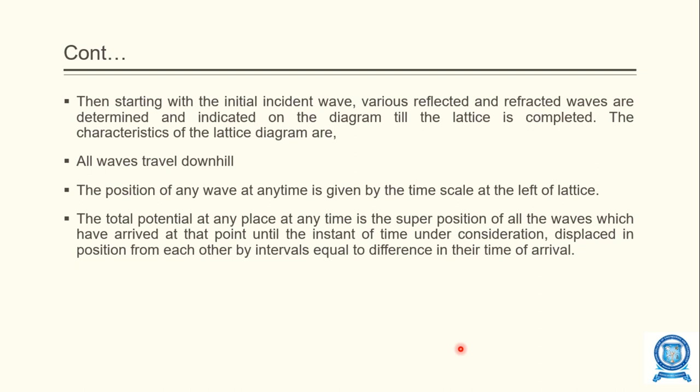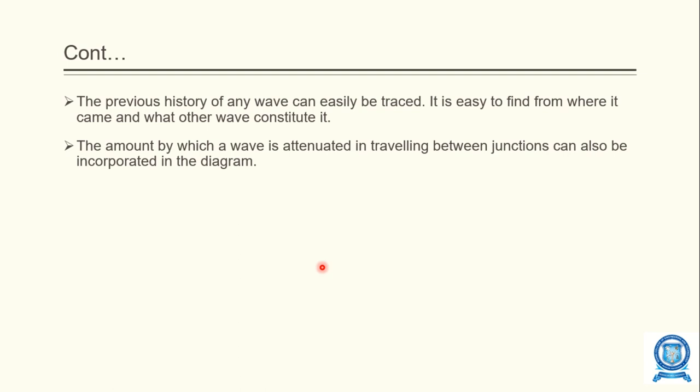The position of any wave at any time is given by the time scale at the left of the lattice. The total potential at any place at any instant is the superposition of all waves which have arrived at the point until the instant of time under consideration, displaced in position from each other by intervals equal to the difference in time of arrival. The previous history of any wave can easily be traced. It is easy to find from where it came and what other waves constitute it. The amount by which a wave is attenuated in traveling between junctions can also be incorporated in the diagram. Thank you.